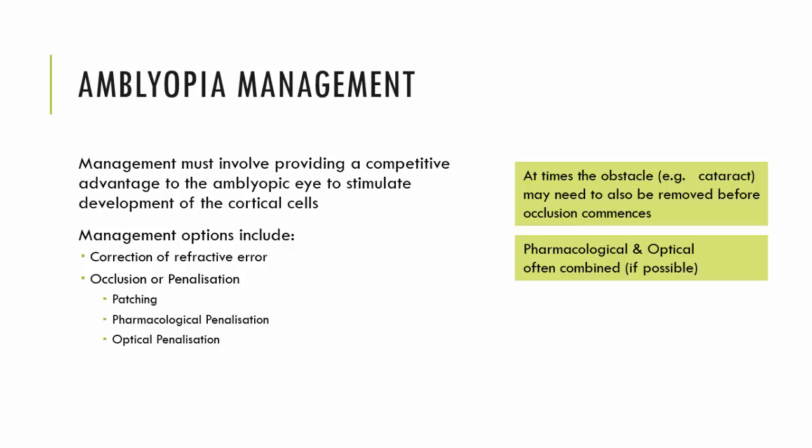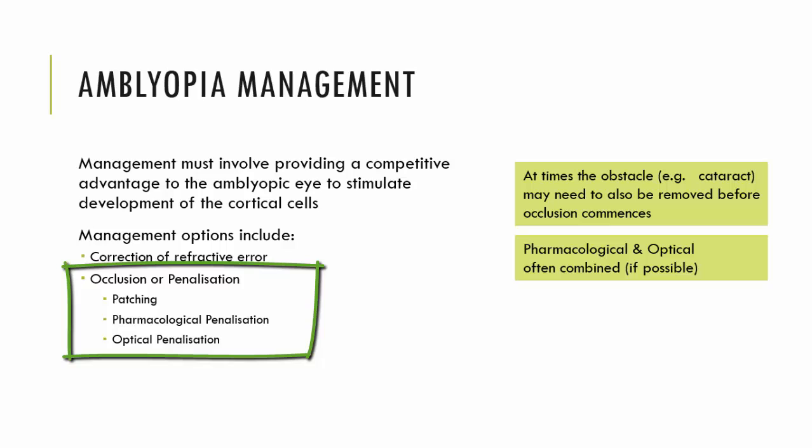Before we occlude, we must also correct the refractive error. So in the presence of refractive error, if the amount warrants correction, then you would always prescribe the glasses first. And then we proceed to the occlusion component of treatment. Now, occlusion can include patching, where we put a patch on one eye, pharmacological penalisation, where we actually instill drops in an eye, and optical penalisation, where we manipulate the glasses in order to create a competitive advantage for one eye.